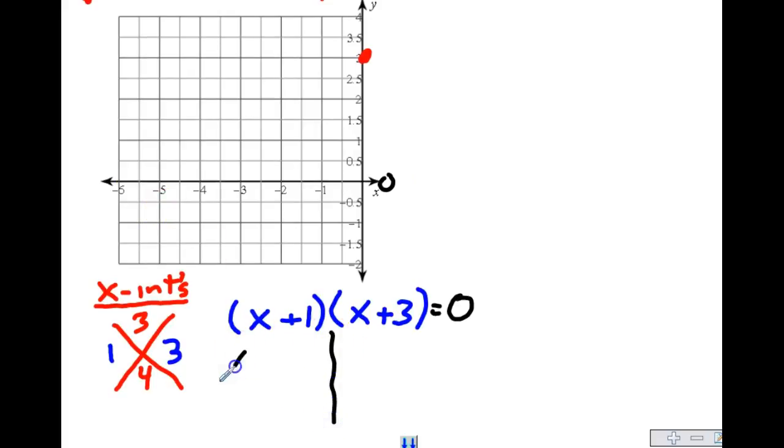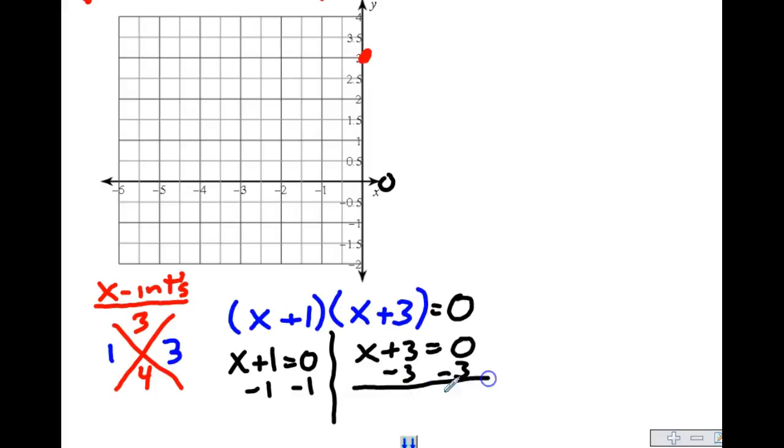So we did this, right? We said, well, if two things multiply and equal 0, one of them or both have to equal 0. So I can set both of these equal to 0 and solve. And I can figure out what those x-intercepts are. x equals negative 1, x equals negative 3. Two x-intercepts, negative 1, negative 3.